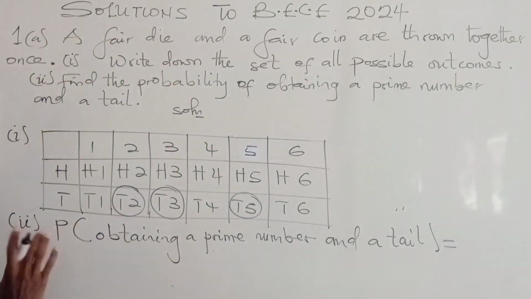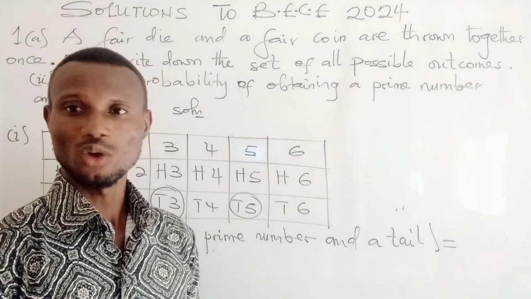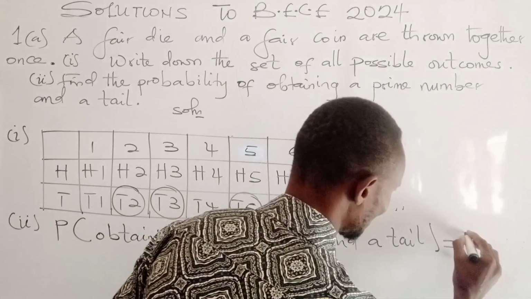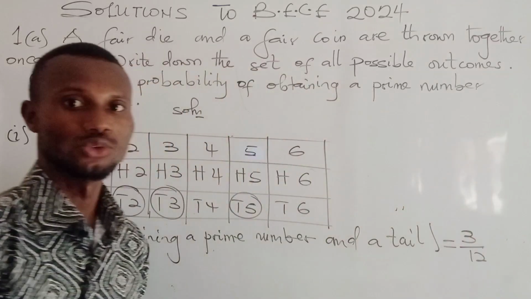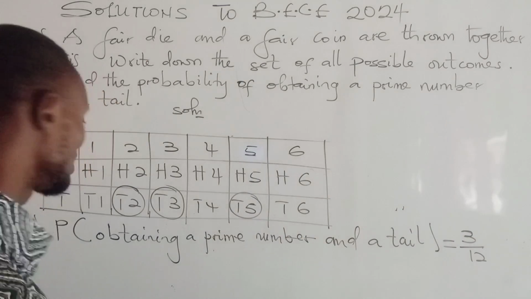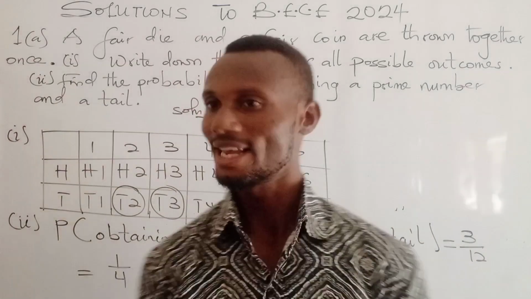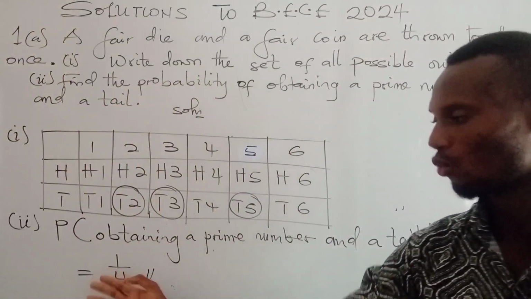Now how many values are we getting? 1, 2, 3. So it's going to be 3 all over the total outcome. Don't forget, I said to you that probability is always what they are asking you all over the total outcome, which is the same as the sample space. So I'm going to get 3 over 12. I hope you understand and you agree with me up to this point. It can be simplified further, and the 3 over 12 becomes 1 over 4, and this becomes our final answer. So that's the answer to the question: find the probability of obtaining a prime number and a tail. The answer is 1 over 4.